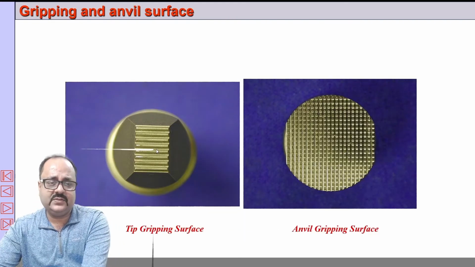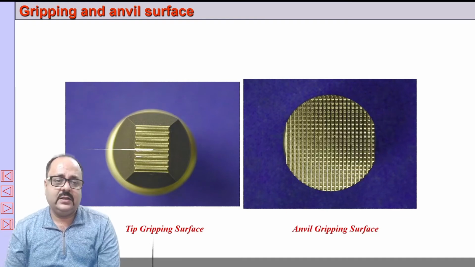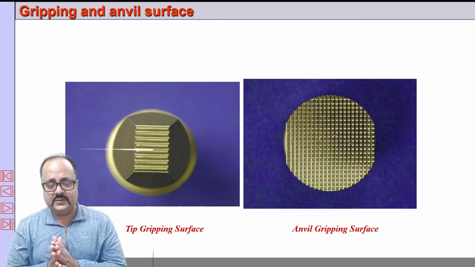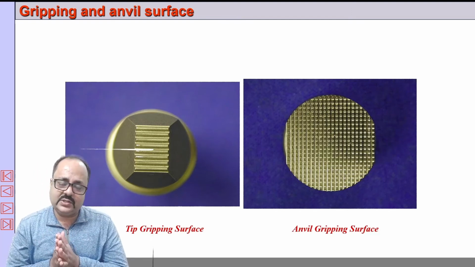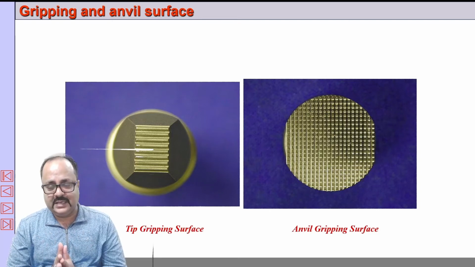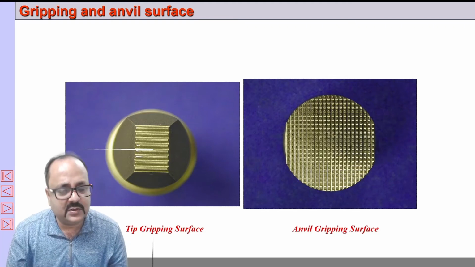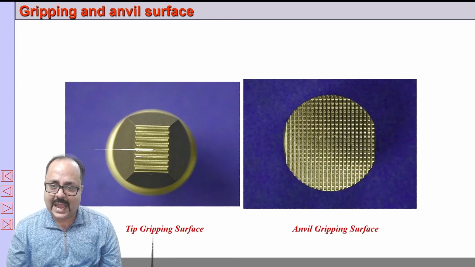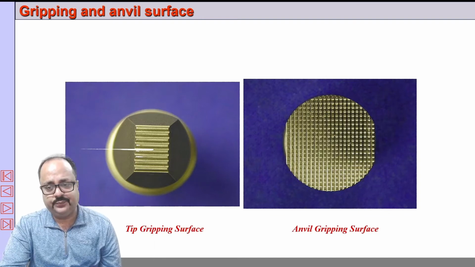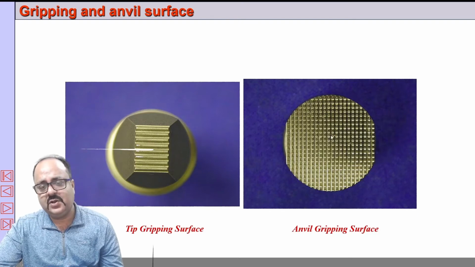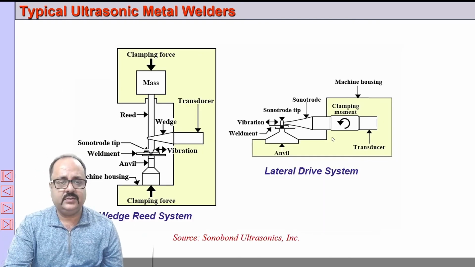And this is the gripping surface. Very important. You do not want slippage between the sonotrode tip and the workpiece. Otherwise, friction will happen between the sonotrode tip and the workpiece, heat will be generated, and it will lead to sticking of the sonotrode tip to the workpiece. This sometimes does happen between the workpiece and the sonotrode tip. So we provide a gripping surface to the tip so that it does not slip and does not stick.